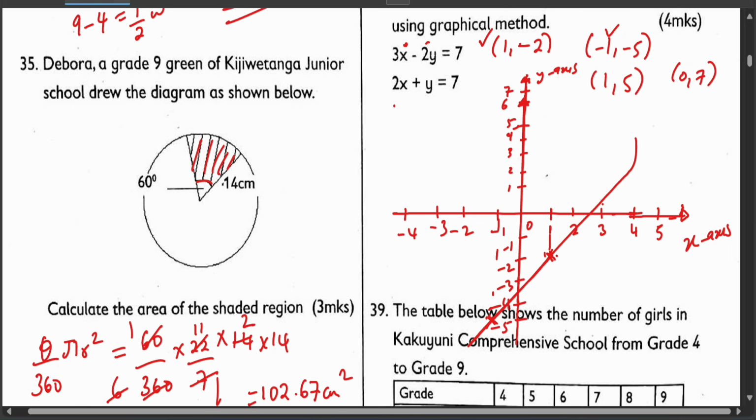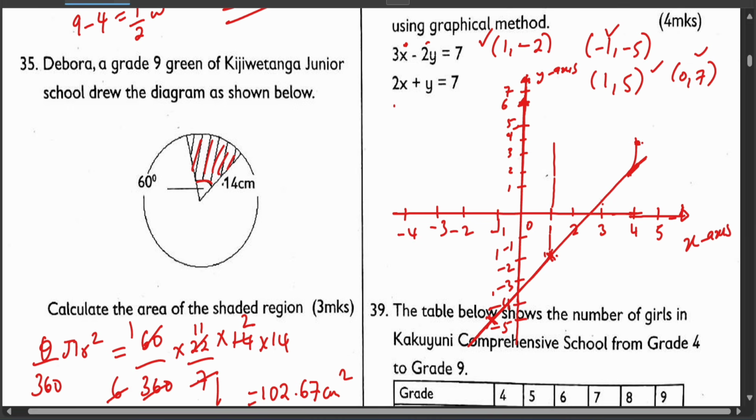So let's say it's there. If I say rub, rub the whole line. But make sure it's a straight line. Okay, for the other one it is 1.5, 0.7.